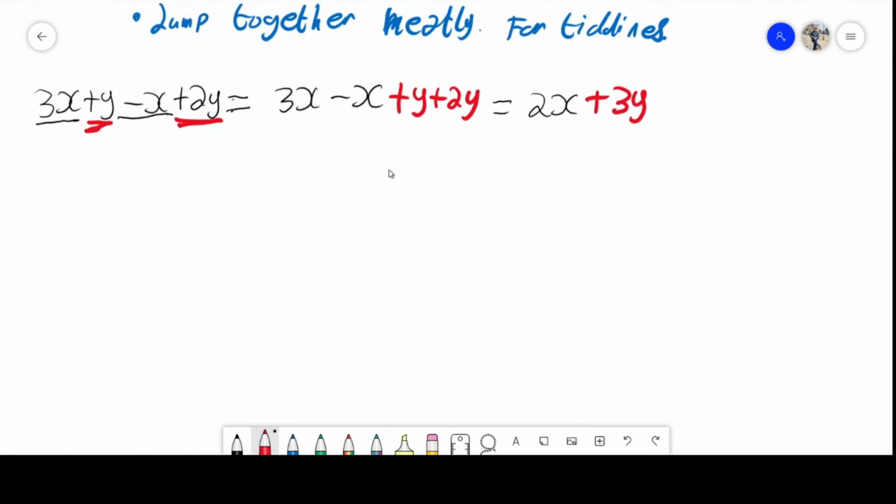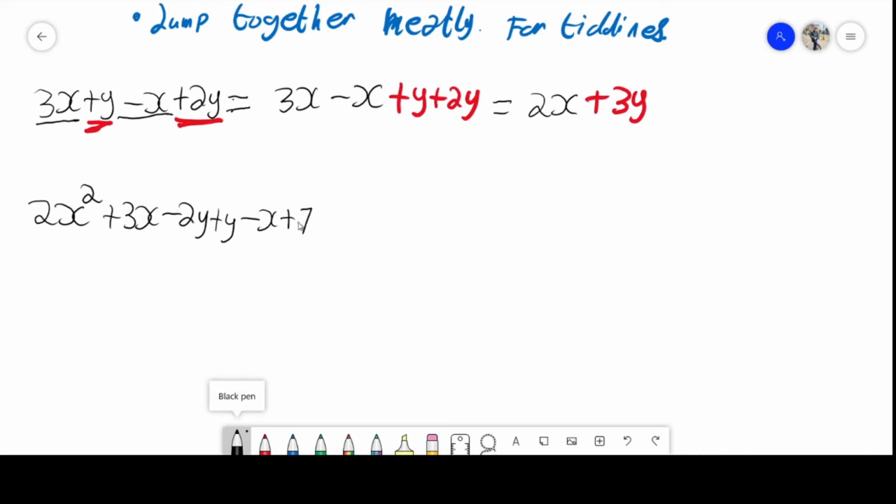Let's do one more example, which is going to be a lot more complicated than this one, but just to show what the name of the game is. And we're also going to turn this into an equation. Actually, no, we're not. We'll still keep it as just an expression. So let's go with 2x to the power of 2 plus 3x minus 2y plus y minus x plus 7. And this is just an ordinary, plain old simple 7 hanging out over here.